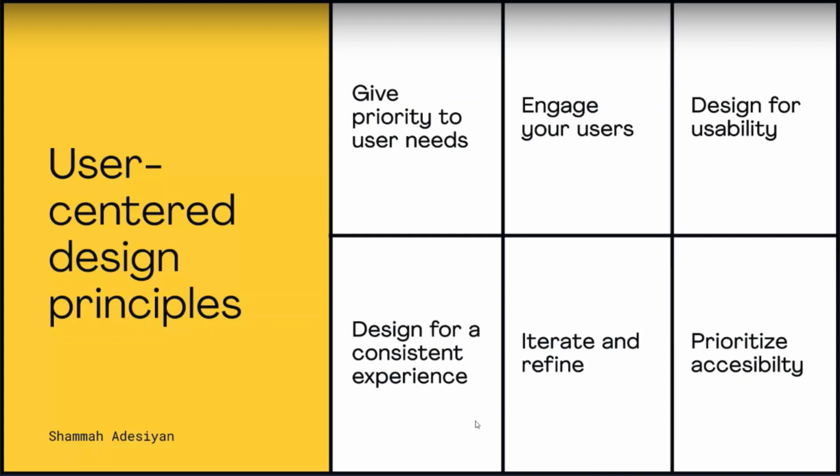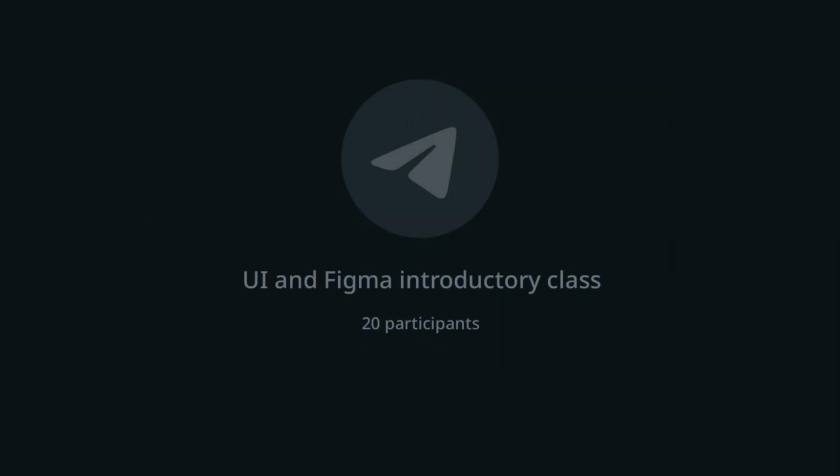So the next one here is to prioritize accessibility. Accessibility in design is to make your products accessible to all users, regardless of their abilities or disabilities. So you have to design with accessibility in mind. I said in life, sorry, in design.